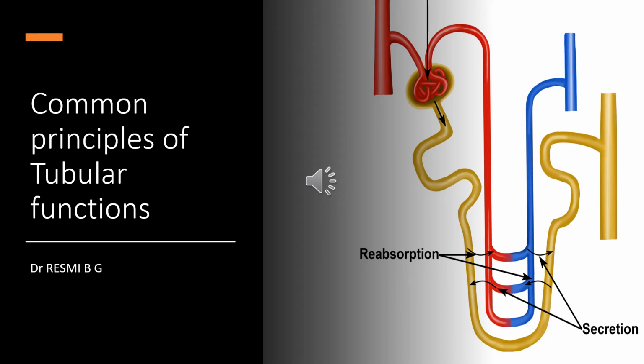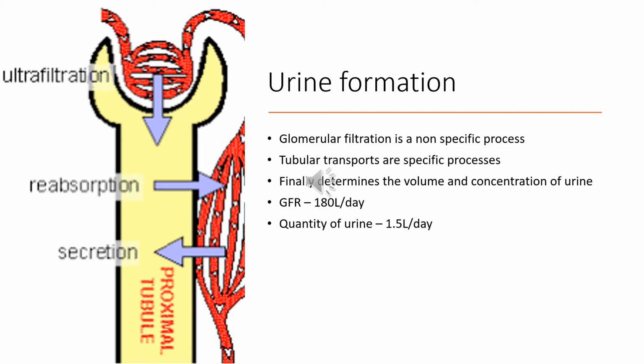Before proceeding to the tubular reabsorption and secretion, we'll look into the common principles and mechanisms that aid in these tubular functions. Once the filtrate is formed in the renal corpuscle, it will be passed down into the renal tubules, and there many qualitative as well as quantitative changes occur. That is, the solutes and water will be reabsorbed from the tubular fluid back into the tubular epithelial cells, or certain substances will be secreted into the tubular fluid.